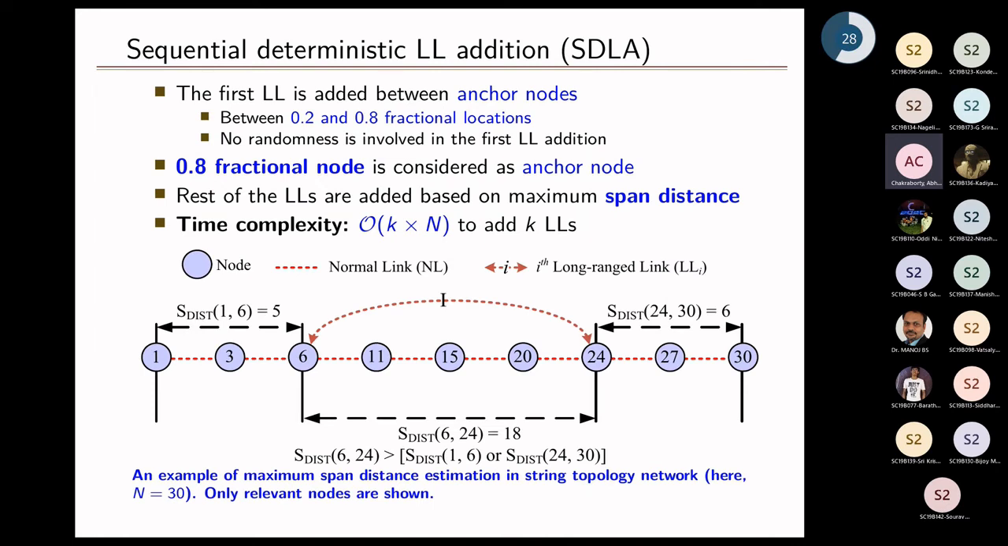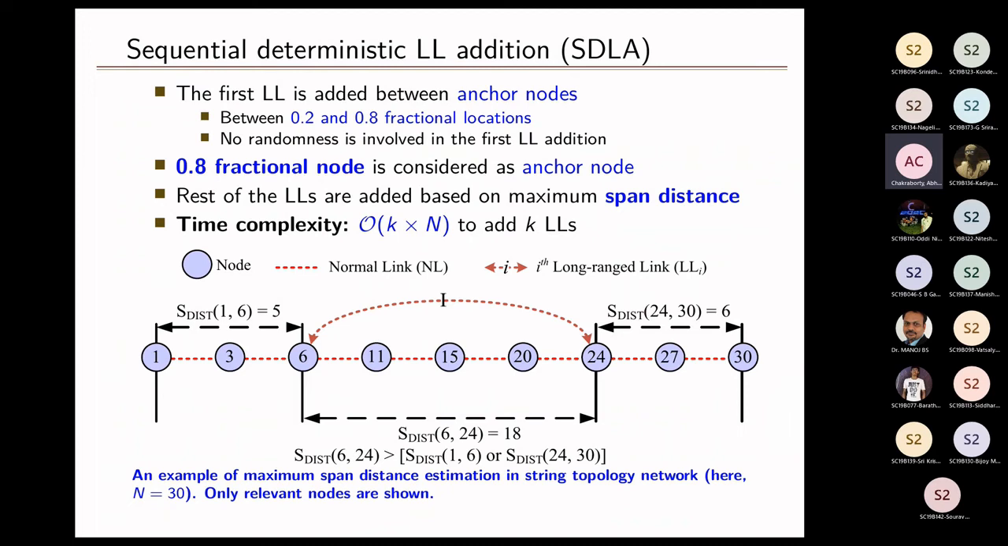So let us see what we talked about until now. For example, this is a 30 node network. When it is a 30 node network, 0.2n and 0.8n are nothing but node 6 and node 24. So the first link is now added. There is nothing more here, because we know it is the anchor node and it is always fixed. So we have added the first link.